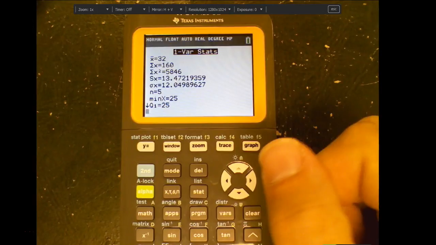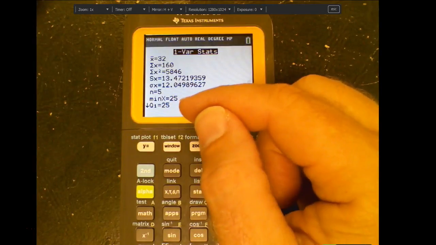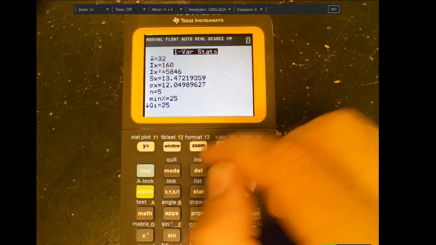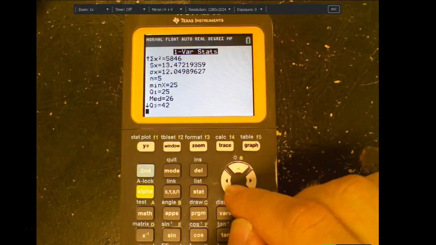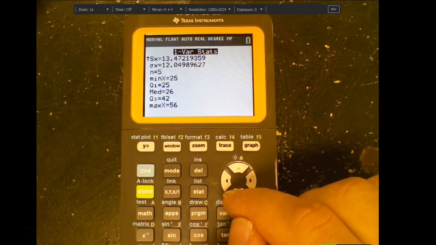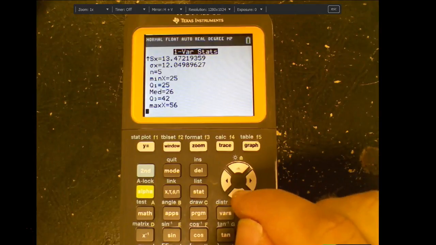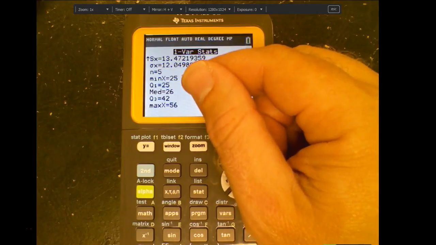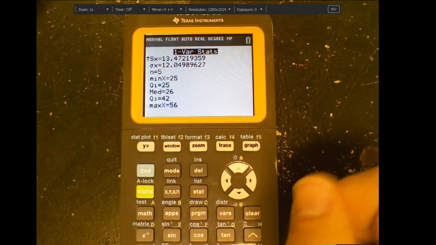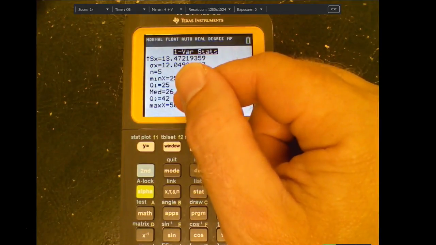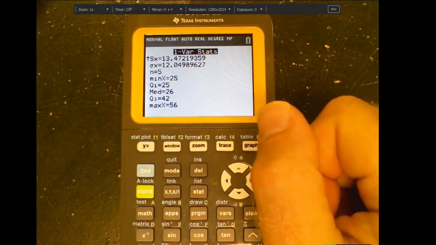We can see the number of terms. There were 5 terms. The minimum term was 25. I have my first quartile. So you get all kinds of data here. There's your median. So our median, at the bottom of the screen, is 26. I get my third quartile. I get the max. So if they were to ask me about the range, I would do 56 minus 25 to get my range. When they ask me for the interquartile range, that's going to be Q3 minus Q1. So that's my interquartile range.